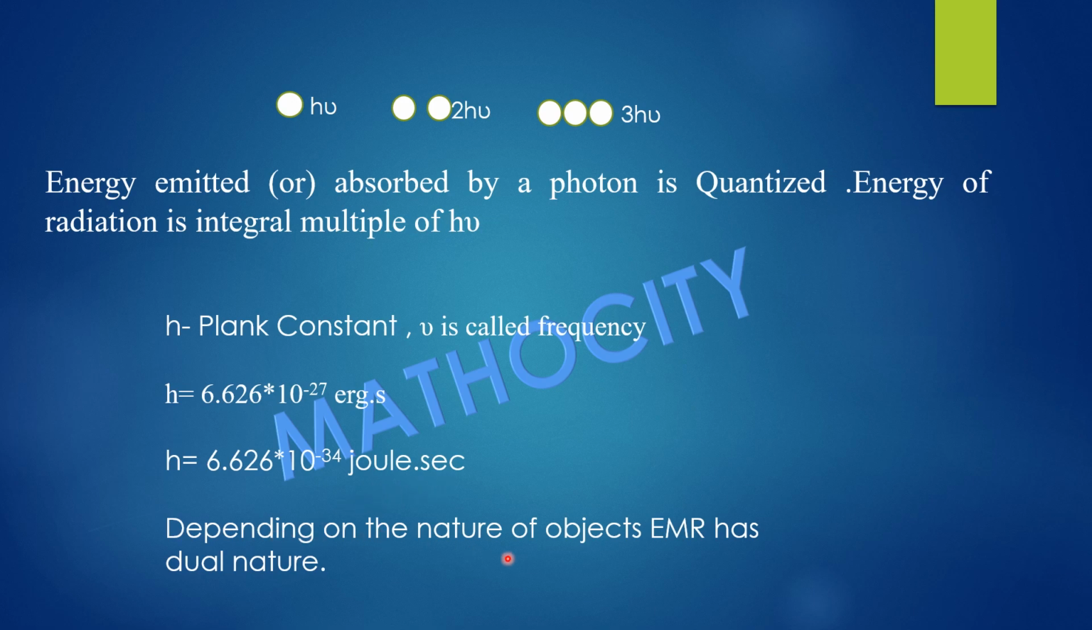Depending on the nature of the object, electromagnetic radiation has dual nature. Depending on the nature of the atom of the element we considered, according to the conditions in which the experiment is done, electromagnetic radiation has dual nature, wave nature and particle nature. Later many scientists did experiments and proved the dual nature of electromagnetic radiations.